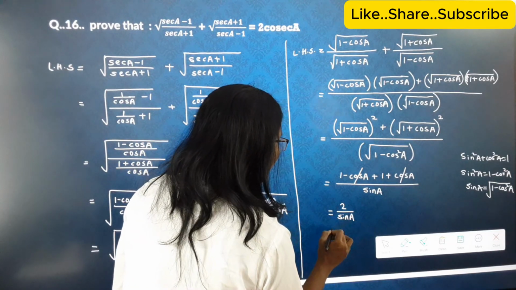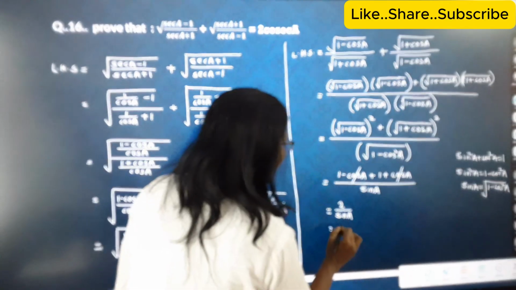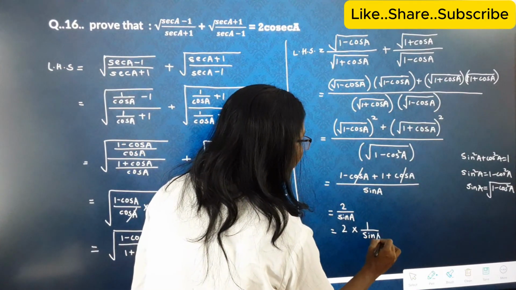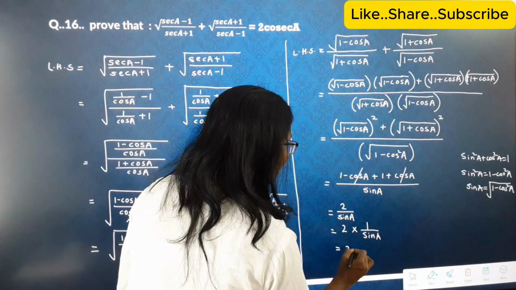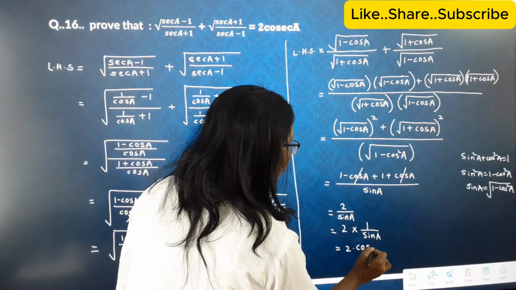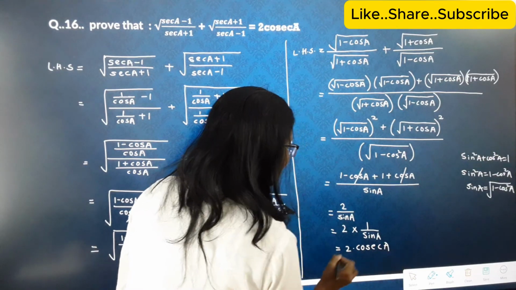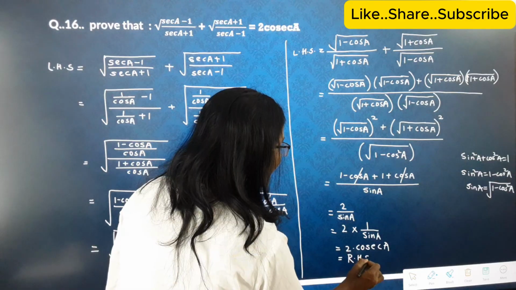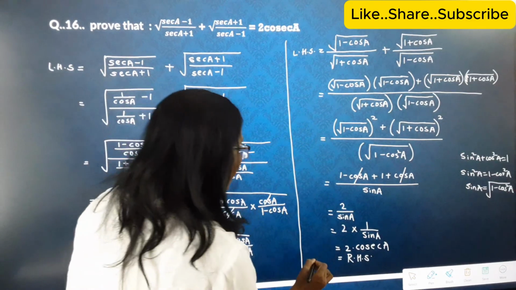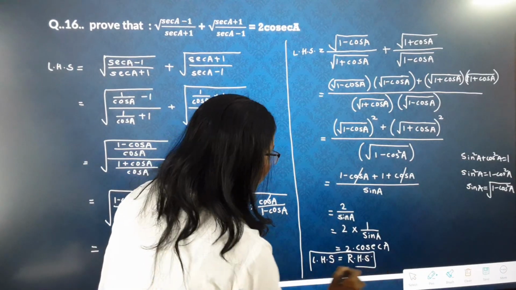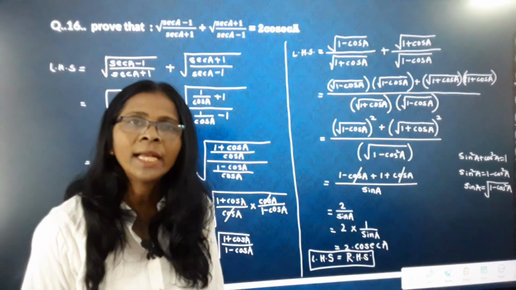So now here we separate out that 2 multiply 1 upon sin A. That means here 2 multiply 1 upon sin A, that means cosec A. So now here 2 cosec A means the value of RHS. So here students, the LHS is equal to RHS. Okay. So this way we can prove it.